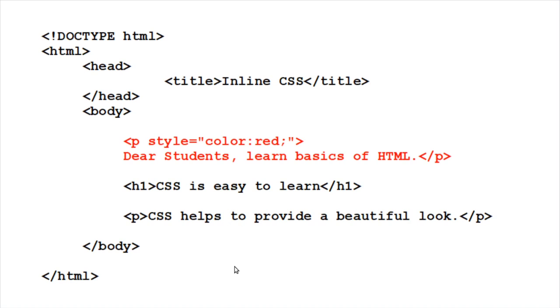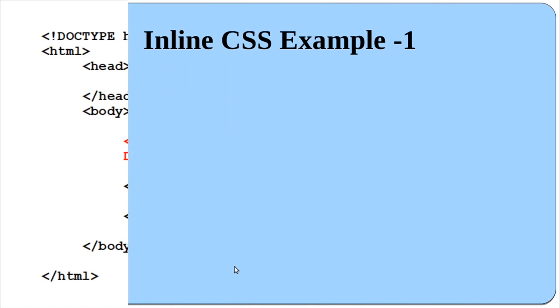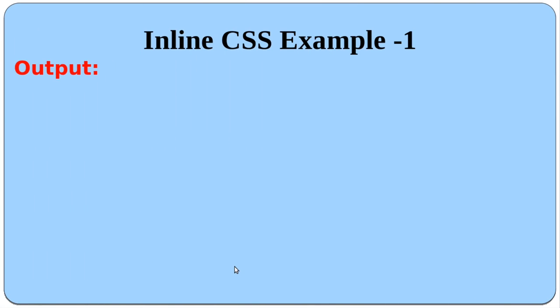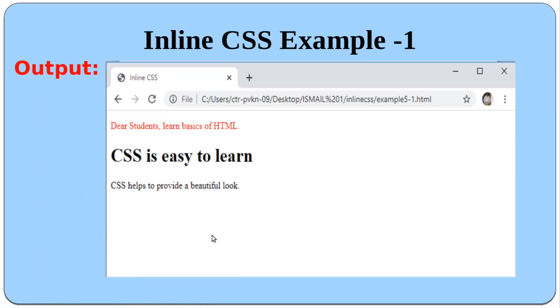Now, when you execute this code in a web browser, you get output like this. Observe in this output, we have given the title of the web page as inline CSS, and we save this file as example5-1.html. This is the output. The first paragraph text is changed to red color.